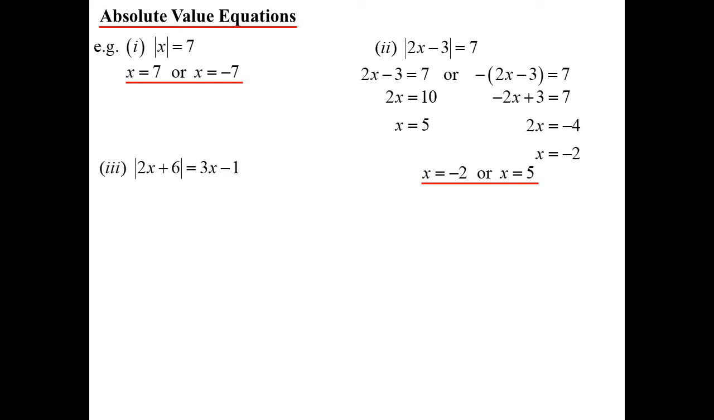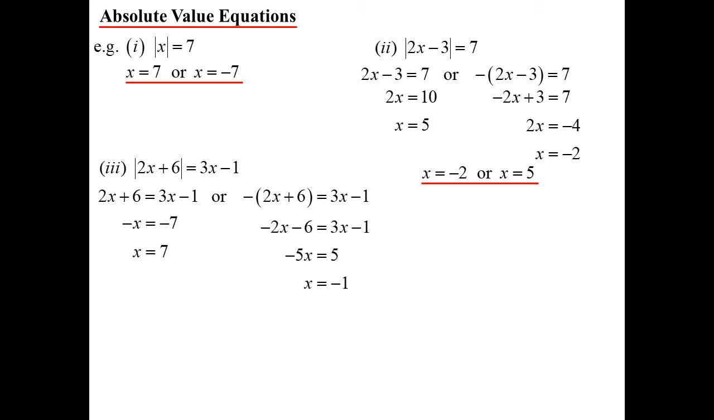So the absolute value of 2x plus 6 is 3x minus 1. So either 2x plus 6 will equal 3x minus 1, or the negative of 2x plus 6 will. And we go and solve each of those individually. First one we get x equals 7, second one x equals negative 1. Again, don't leave your answers hanging, but by the way, they're not the answers. It's probably a good reason why we don't just leave them hanging like that.